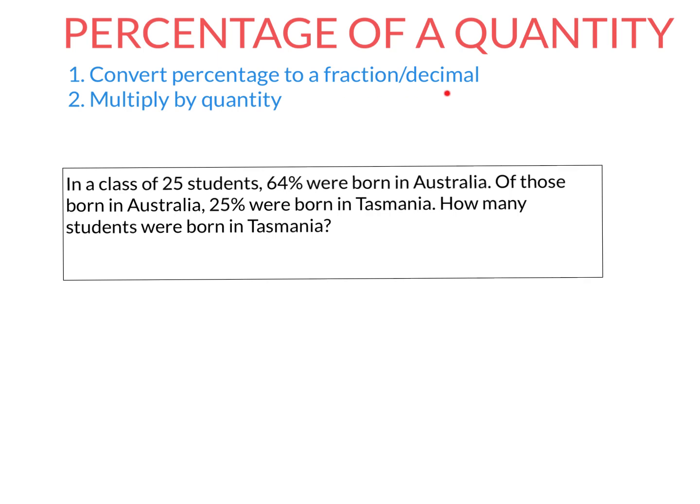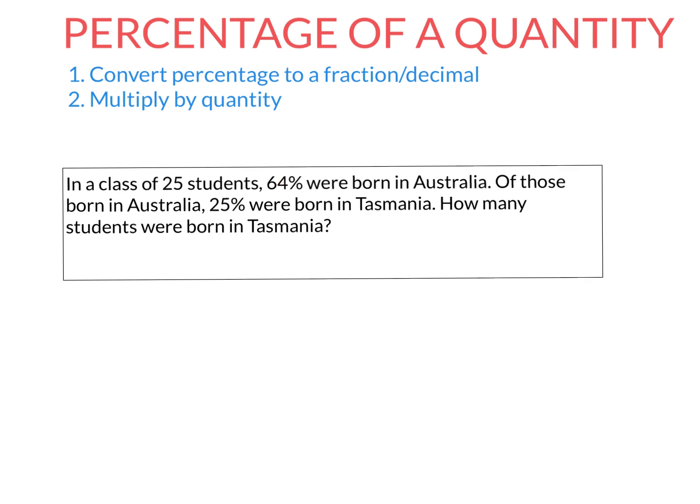Convert the percentage to a fraction or decimal, either one doesn't matter, and then multiply by the quantity, because of means times. Let's look at an example. A class of 25 students, 64% were born in Australia, and 25% of them were born in Tasmania. How many students were born in Tasmania?